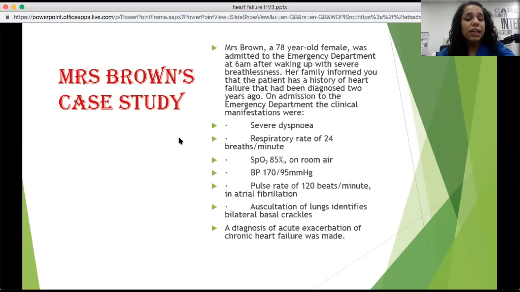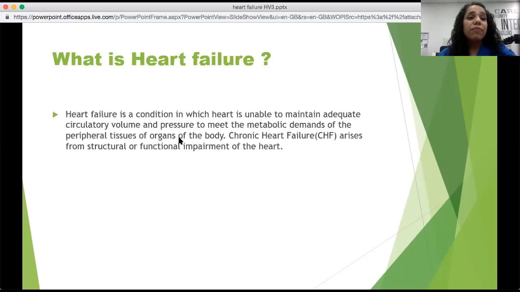Before moving to the clinical manifestations, let me tell you what heart failure is. Heart failure is a condition in which the heart is unable to maintain adequate cardiac output to meet the tissue demands of the metabolizing organs of the body. So chronic heart failure can normally arise from structural and functional impairment of the heart. Let's discuss Mrs. Brown's clinical manifestations. Firstly, we are going to investigate the auscultation of the lungs.